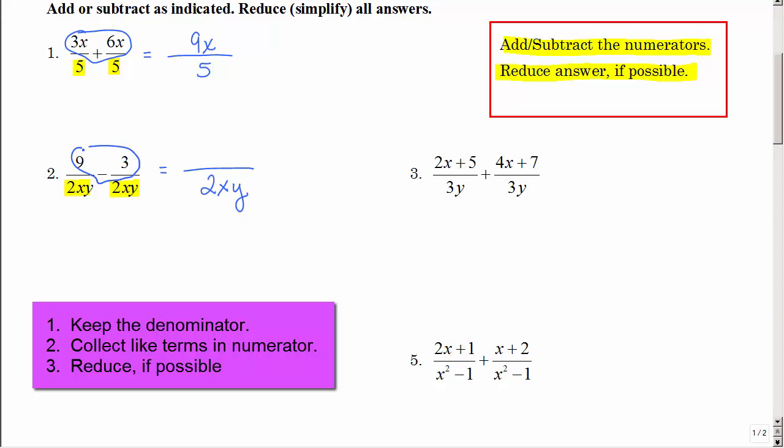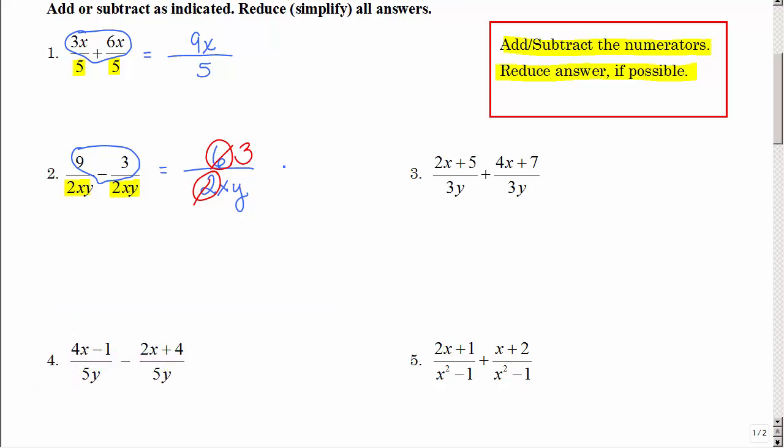Then we look at the numerator. Can I subtract that? Yes, that's a 6. Now, can I reduce 6 and 2? Yes, I can. 2 goes into 6 3 times. So we have 3 on top of xy. Really easy.